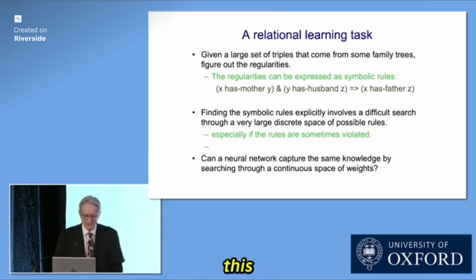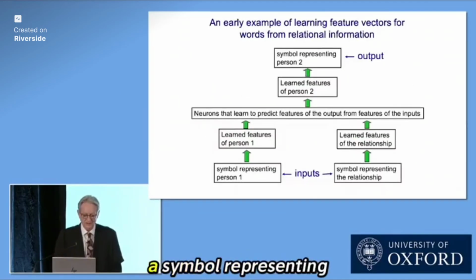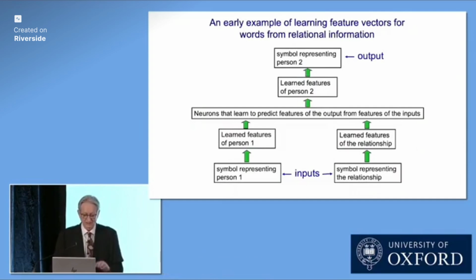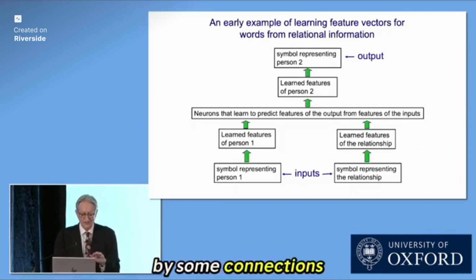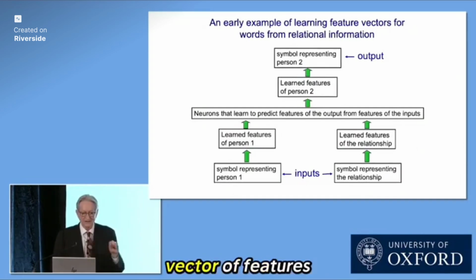So the neural net looked like this. There was a symbol representing the person, a symbol representing the relationship. That symbol, then via some connections, went to a vector of features, and these features were learned by the network. So the features for person one and features for the relationship, and then those features interacted and predicted the features for the output person, from which you predicted the output person. You found the closest match with the last layer.